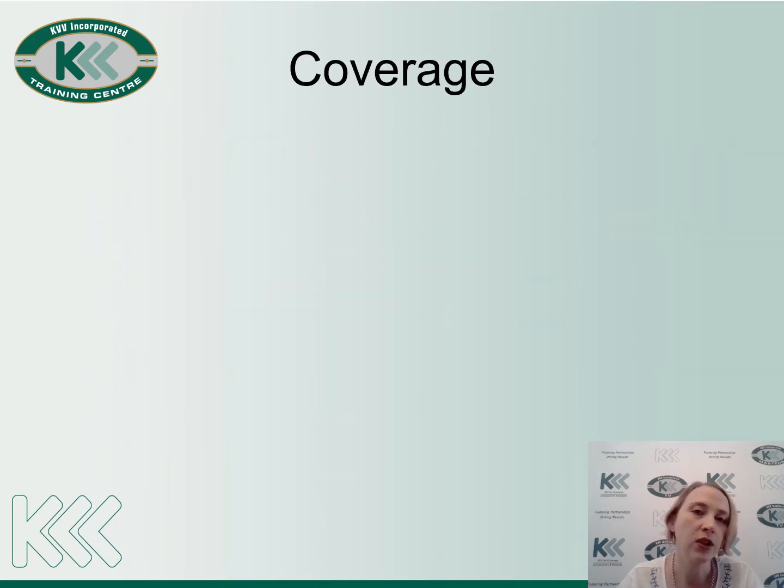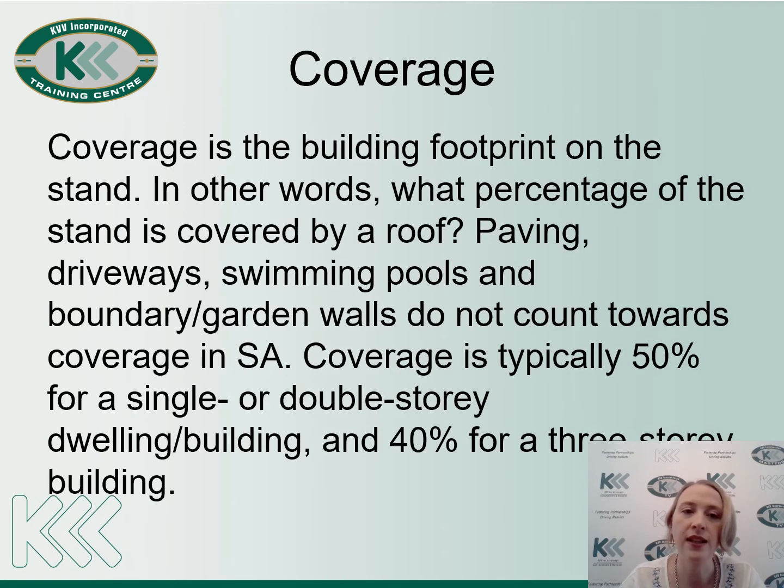The next item to look at is the coverage that is allowed for a specific property. That is defined as follows. It's the building footprint on the stand. In other words, what percentage of the stand is covered by a roof. Paving, driveways, swimming pools and/or boundary or garden walls do not count towards coverage in South Africa. Coverage is typically 50% for a single or double-story dwelling building and 40% for a 3-story building.